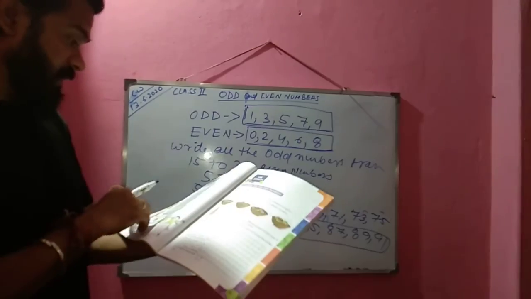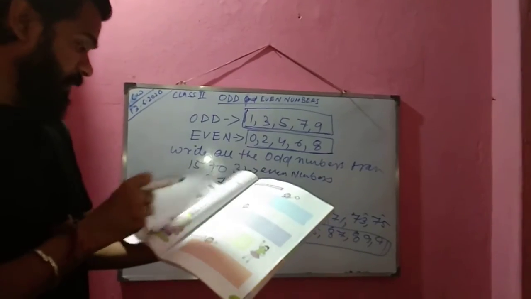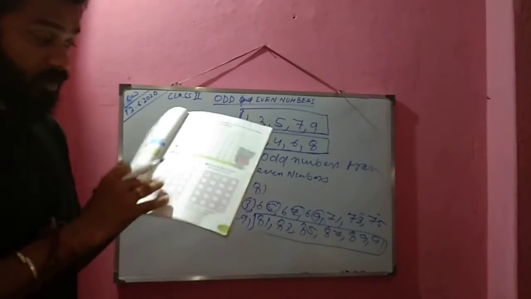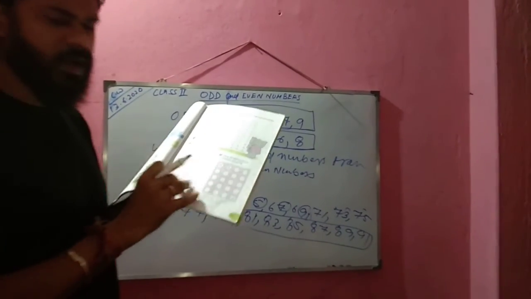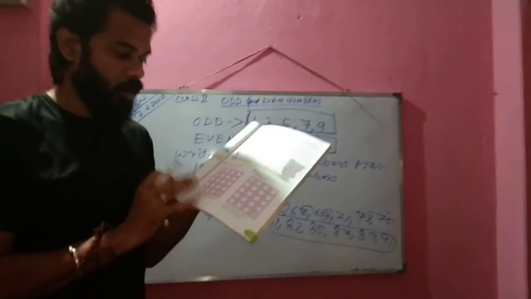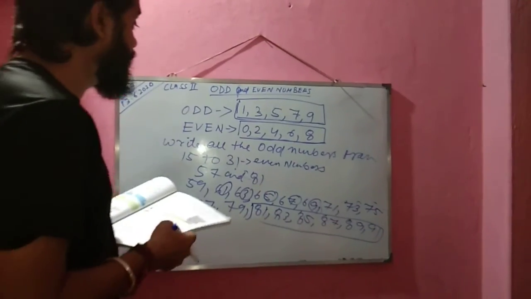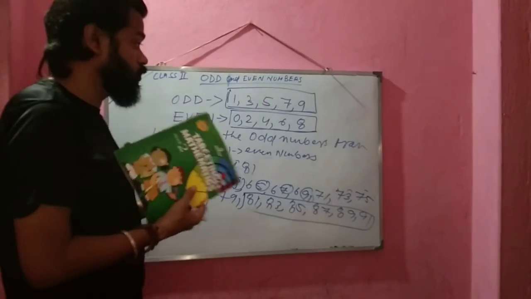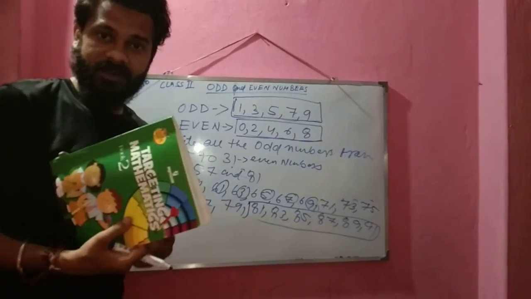As a revision part, you can do these two again in rough copies so that it will be practice for you. Okay, odd numbers will end at 1, 3, 5, 7, 9, and even numbers will end at 0, 2, 4, 6, 8. Okay, that is it. Thank you.